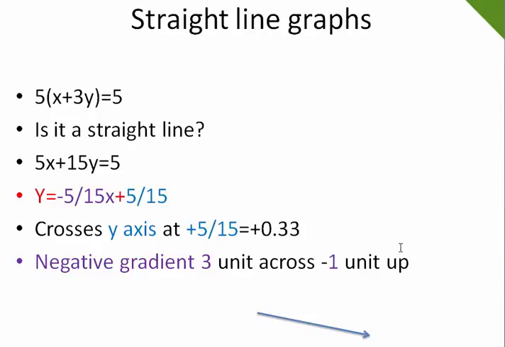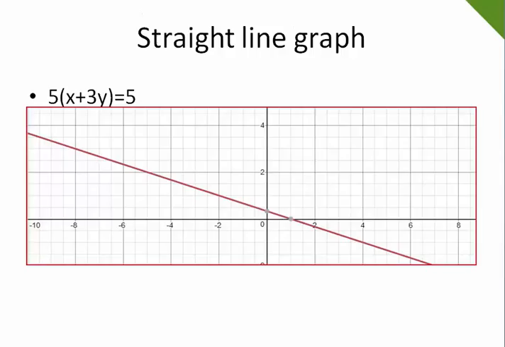Negative slope of minus 1/3, sorry. There we go. When we plot the points, we get that.